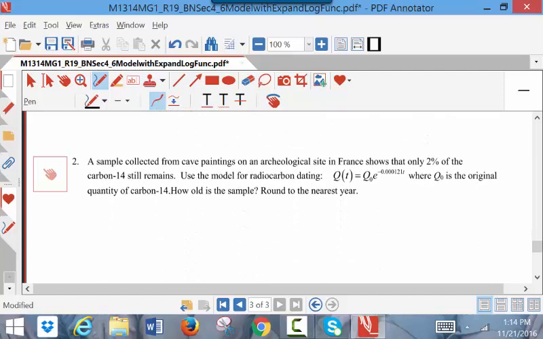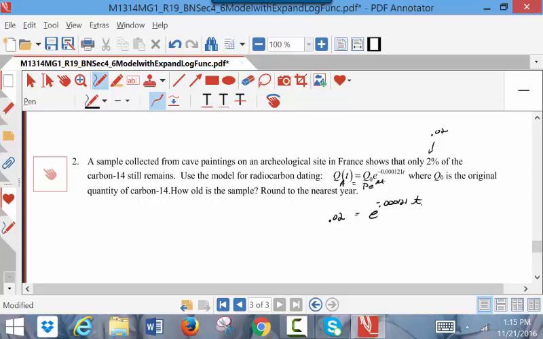And there's one more here. Here's another. A sample collected from cave paintings on an archaeological site in France shows that only 2%, not much, oh my gosh, only 2% of the carbon-14 still remains. Use the model, that model. This is kind of like our A equaling PE to the RT, but they're using Q's. It's in function notation. How old is this sample? Okay, so if it's only 0.02 left, then it's 0.02 equal to our exponential term.